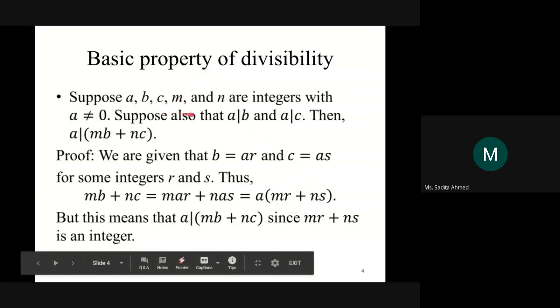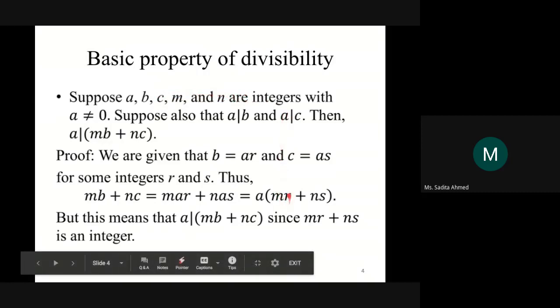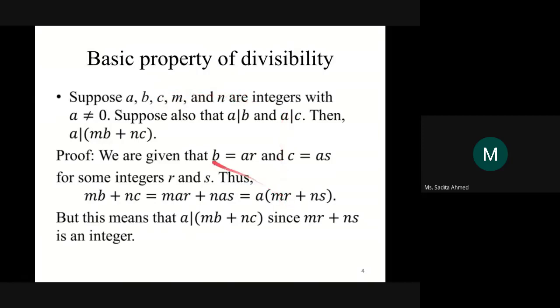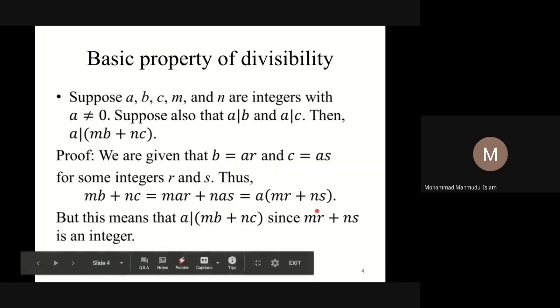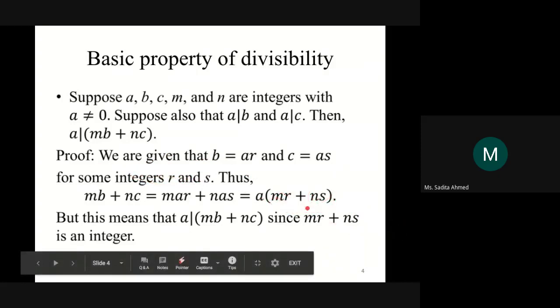Now, M and N, both of these are integers, as you can see here. That was our assumption. So M is an integer. What about R? R is also another integer, since B is equal to AR for some integer R. So M and R, both of these are integers. What about the product, MR? Will that be an integer? Yes. Okay. Here, N is an integer. S, as you can see here, is also an integer. So the product of N and S will also be an integer. What about the sum of these two values then?